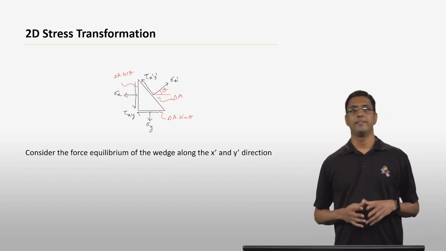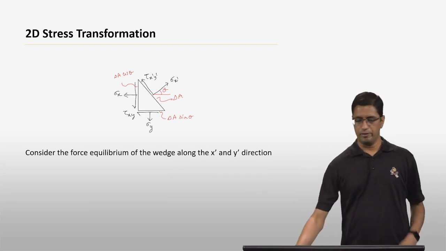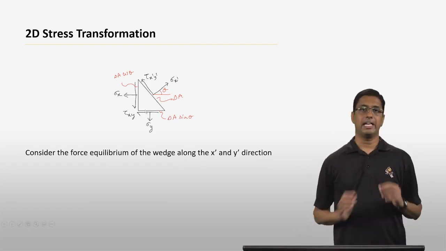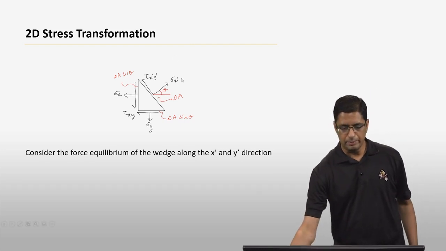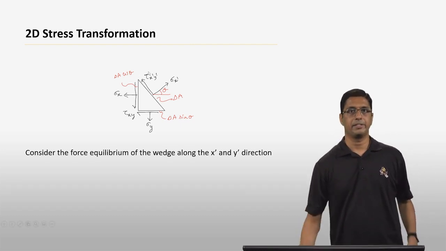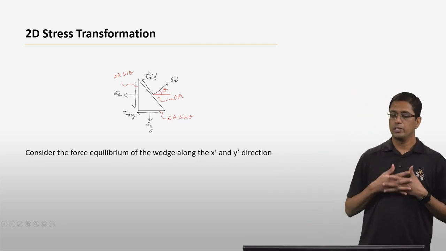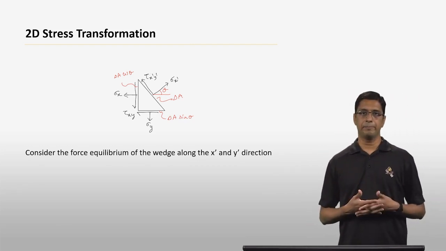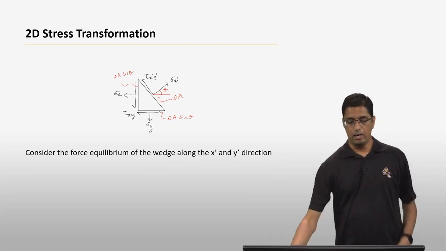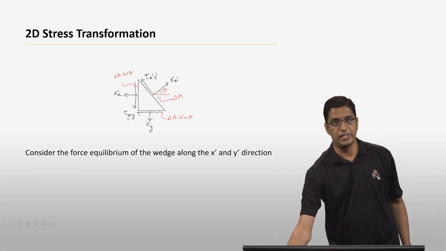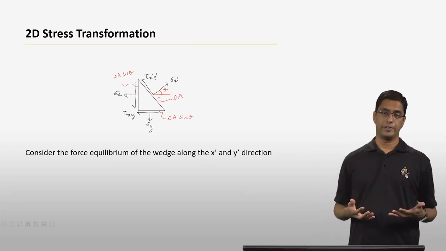For doing that, we look at the force equilibrium for this wedge in the x prime and y prime direction. Just to remind you, this is the x prime direction and that is the y prime direction. Okay, so that is what we are going to do. Before we consider the force equilibrium, we first have to figure out the areas of the faces of this wedge. Okay, so how do you go about doing that?